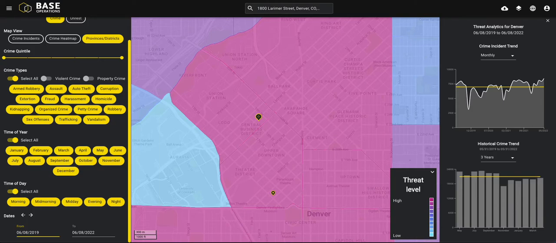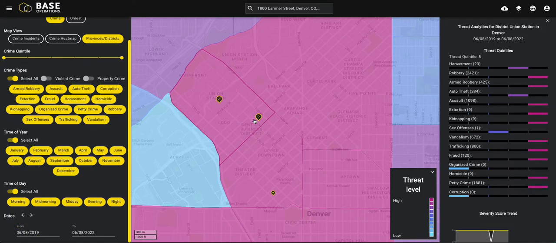Starting at the city level, we're looking at crime volume over the last 3 years, and we can see that crime has been increasing slightly throughout the city of Denver over the last 12 months as compared to its 3-year average. Looking at seasonality over the last 3 years, we can see that crime increases as much as 11% here in the summertime as compared to the fall and winter months.